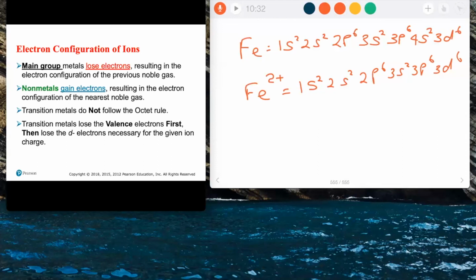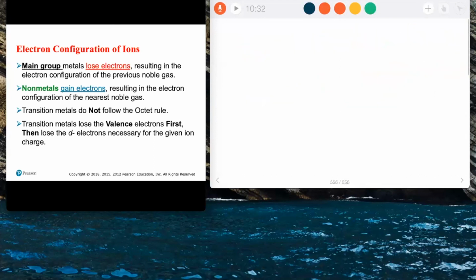4s2 is gone. All right. Sometimes you may see this: argon has 18 electrons, and then I'm just going to write 3d6. That is what I'll end up with for the iron 2 ion. Likewise, for iron 3, you will end up with this.